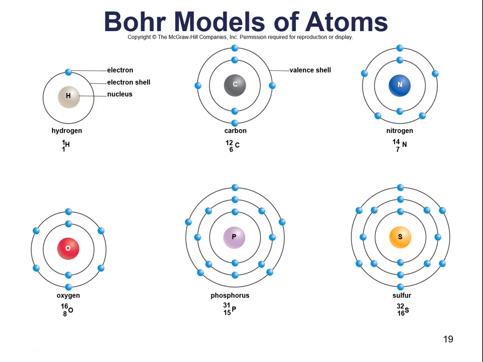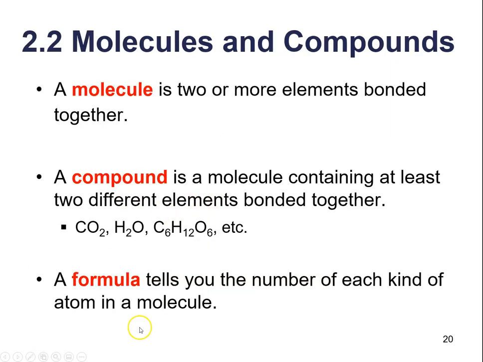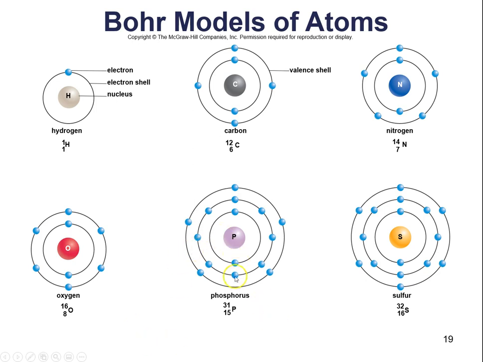So these are some Bohr models of atoms. If I showed you one of these and asked you how many electrons are in its valence shell, we would count the number of electrons in that outermost shell. So for instance, if we look at phosphorus here, 1, 2, 3, 4, 5. There are 5 electrons in its valence shell.